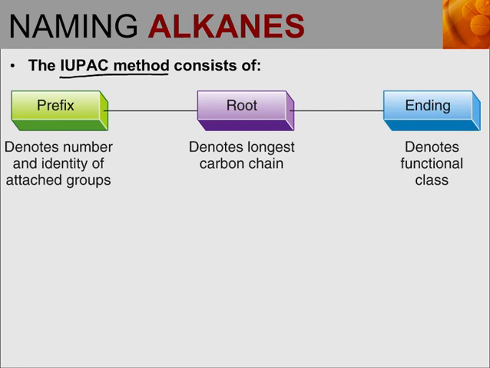So typically, using this method, we're going to name alkanes with a prefix, a root, and an ending. The prefix is going to tell us the number and identity of any attached groups. We might not need a prefix depending on the molecule. The root is going to tell us the longest carbon chain in the molecule. And then the ending is going to tell us about any functional groups that might be attached or present in the longest chain.